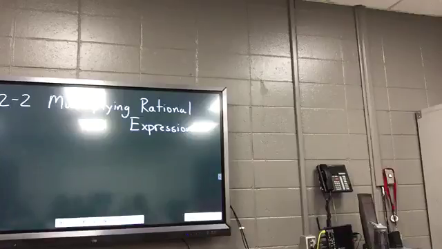Can anyone tell me what a rational expression was? Because we're going to deal with this all chapter. What's a rational expression? So think, rational means it's a fraction, but rational expression means it has to have these kind of values in there. This is where you can look at your notes, like 12-1.